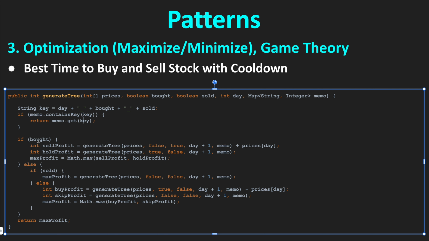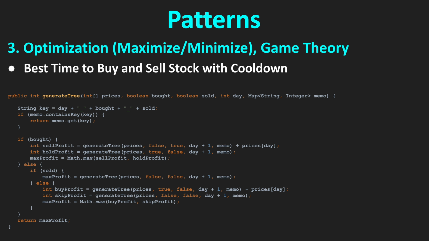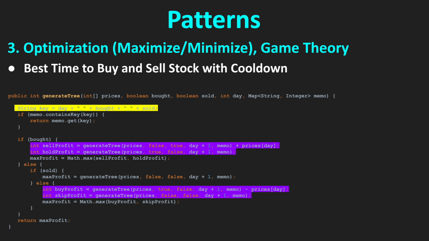So again, we have 2 options. If we bought, we are generating a tree for 2 possible scenarios, and we take the maximum profit, whichever gives us the maximum. If we have sold, one scenario is when we have a cooldown, and another scenario is that we are buying or skipping, and we take the maximum of it. Whatever the maximum is, we return that as a result.